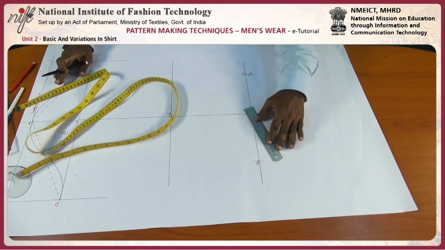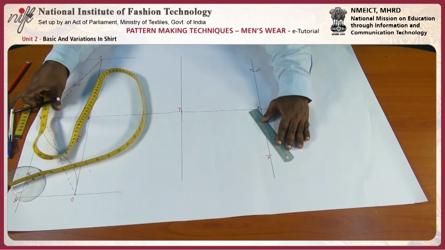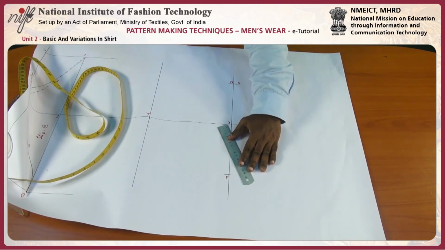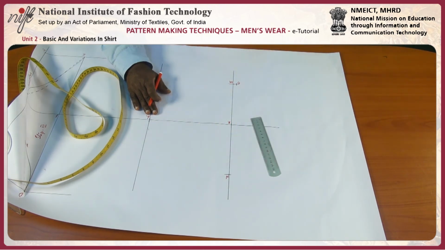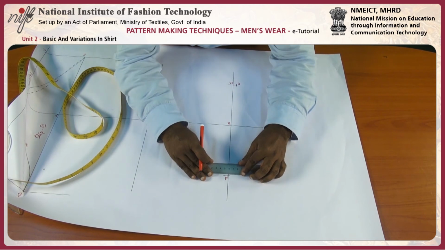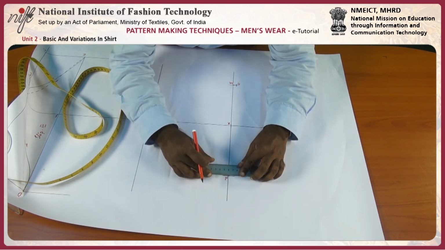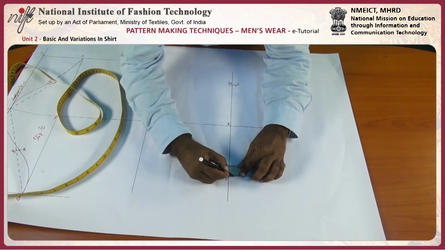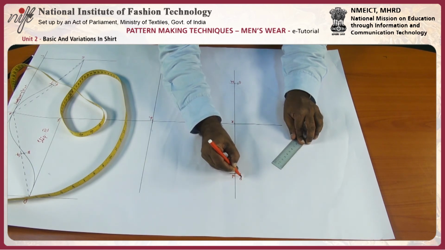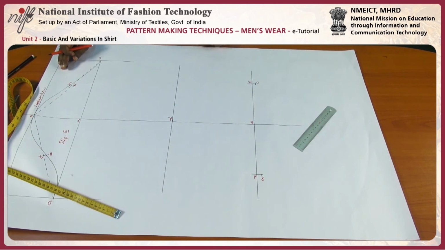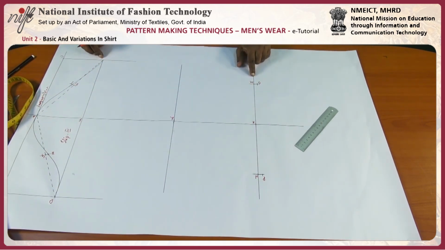And from N, 1 centimeter to point P. Connect DP and DO for the sleeve underarm: D to P and E to O.